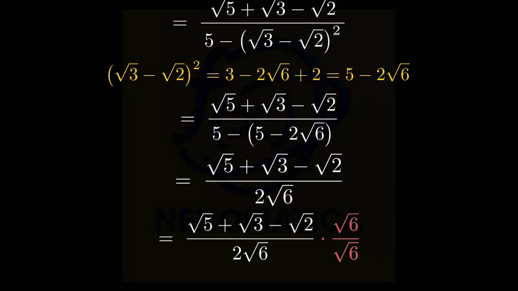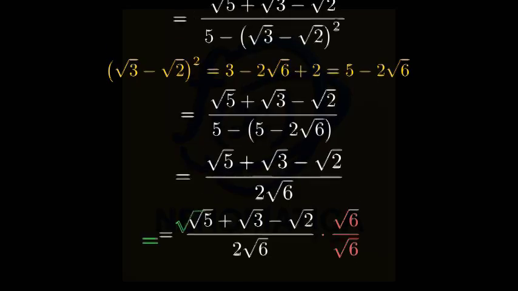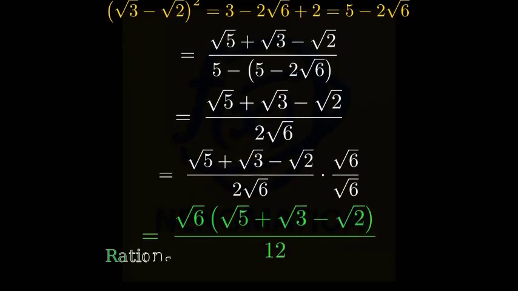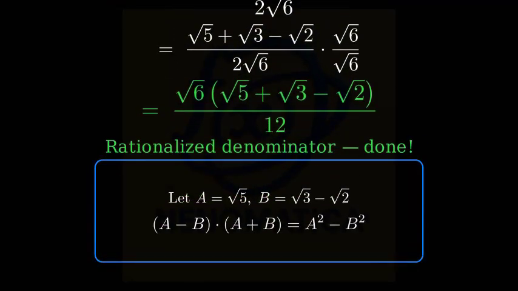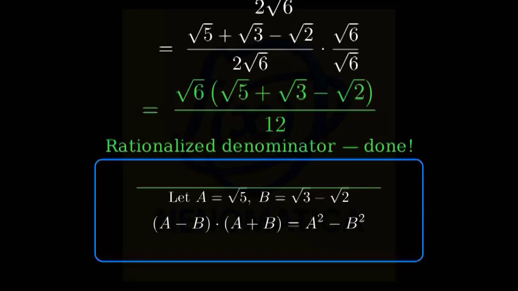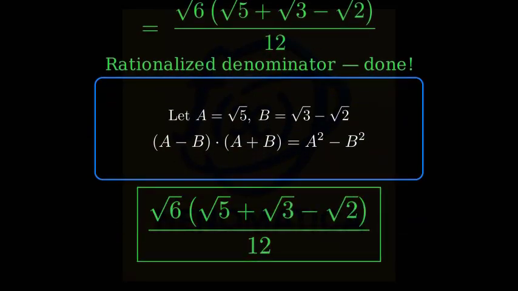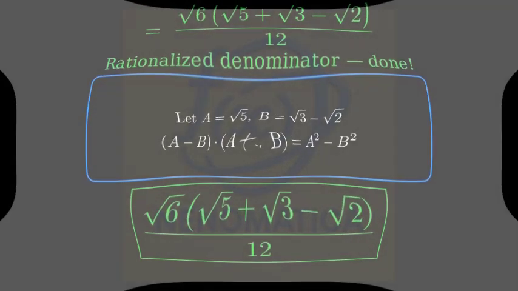Quick recap for intuition. We recognize the denominator as a minus b, then use the conjugate a plus b to create a squared minus b squared in one step. This avoided messy multi-term expansions in the denominator. Our final answer is square root of 6 times the quantity square root of 5 plus square root of 3 minus square root of 2 all over 12.